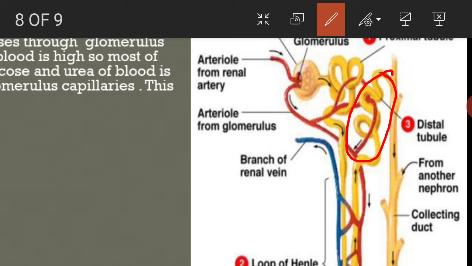Now the third step is tubular secretion. Different ions, creatinine, urea, etc. are secreted from the blood into the filtrate inside the tubule. This is done to maintain the blood at its normal pH, which is 7.35 to 7.45.